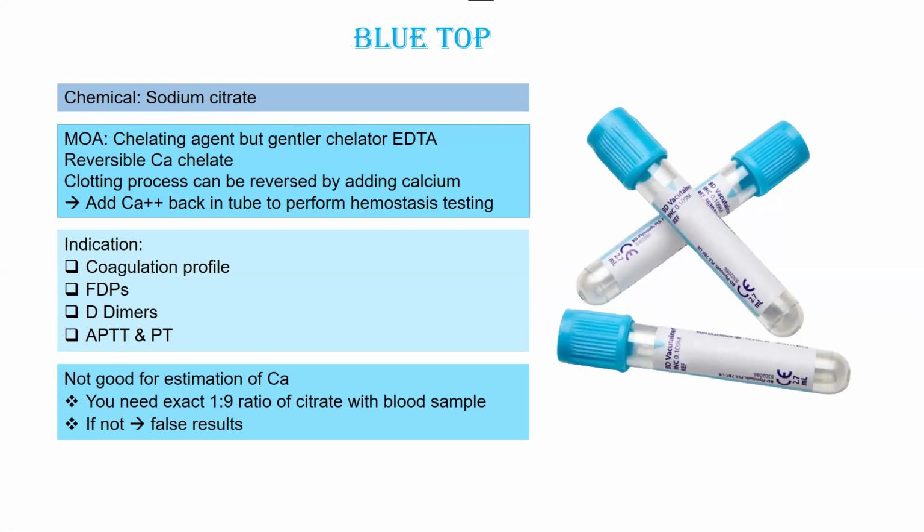And one more comment on the blue top tube is that it is not good for estimation of calcium. First thing, you need an exact 1:9 ratio of citrate to blood sample in this tube, and you should make sure that you have the 1:9 ratio. Otherwise all your results are going to be false, positive or negative, you are going to have false results.